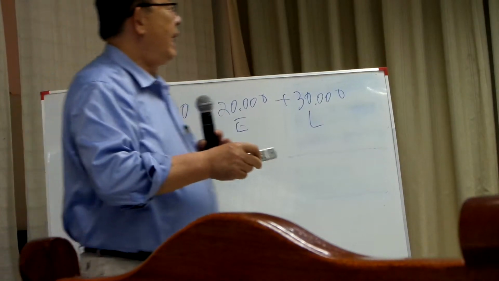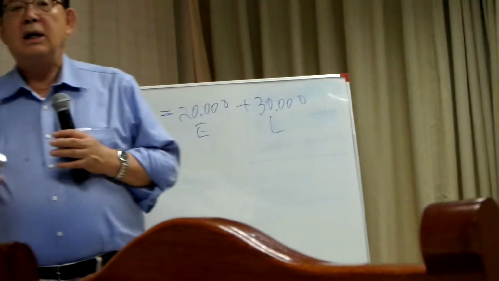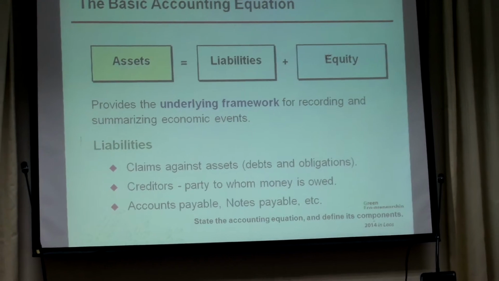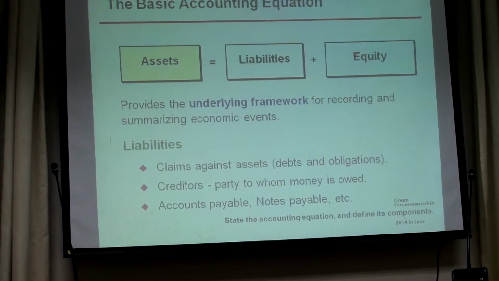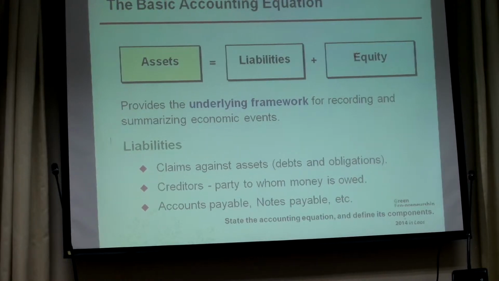30,000. And we call the creditor the party to whom money is owed. And we are the debtor, and the bank is a creditor. Okay? So under the liability, there are accounts payable and loans payable, unearned revenue, interest payable, sales tax payable. Every payable, P-A-Y-A-B-L-E, payable, these are all liabilities.